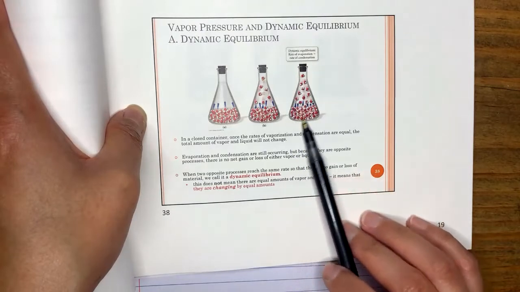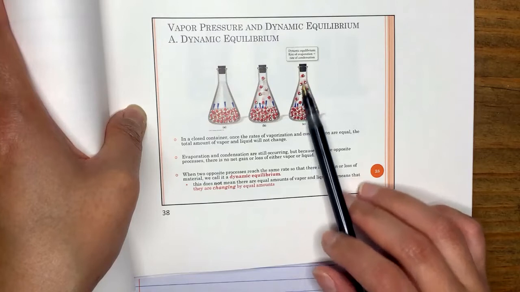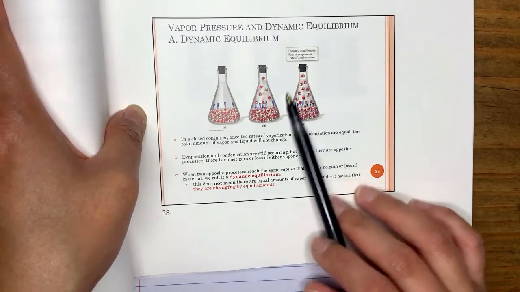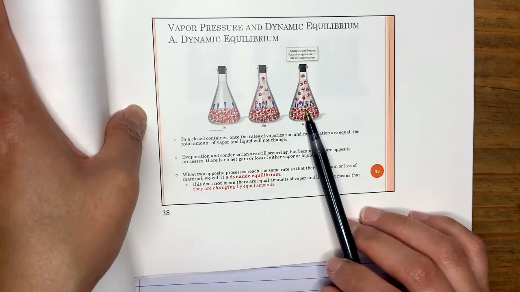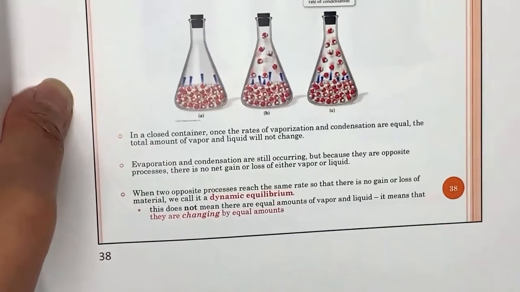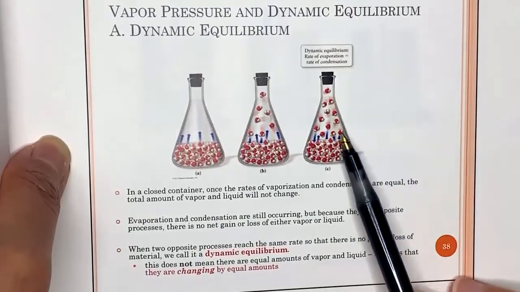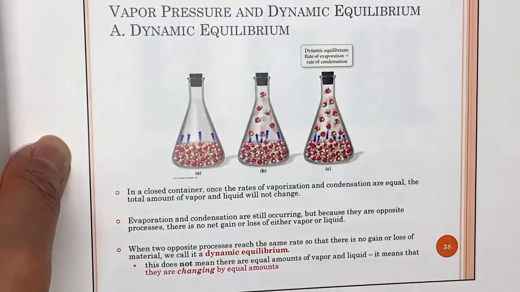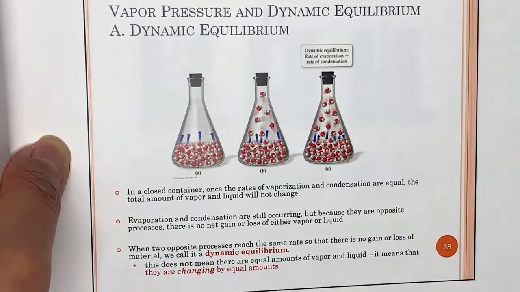Eventually, they come to a point where the evaporation slows down and the condensation picks up, so they're all the same rate. So the rate of evaporation at this point will equal the rate of condensation. We call this the dynamic equilibrium, okay? Dynamic equilibrium happens after you let the processes settle and they move at the same rate, and it looks like it's not changing anymore. It's really because they're moving at the same rate, so you can't see the change in the liquid level, okay?